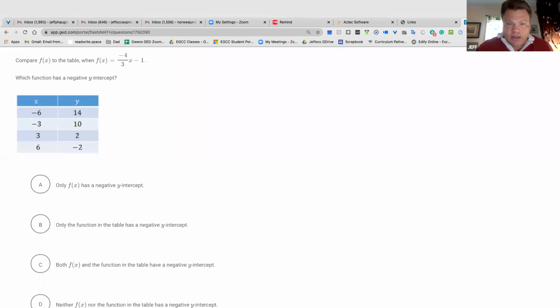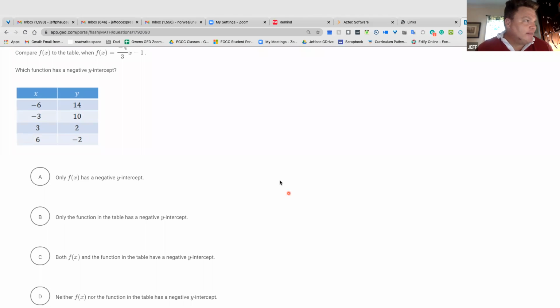So here's how we can get to a 50-50 on this question. We can eliminate 2 answers immediately. So compare f of x. I gotta move this because I know the bottom's covered up. One second. There we go.